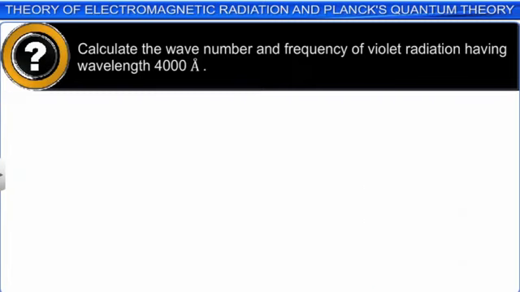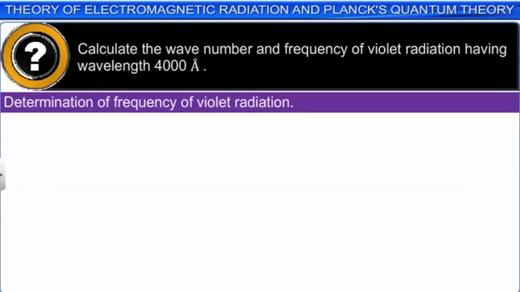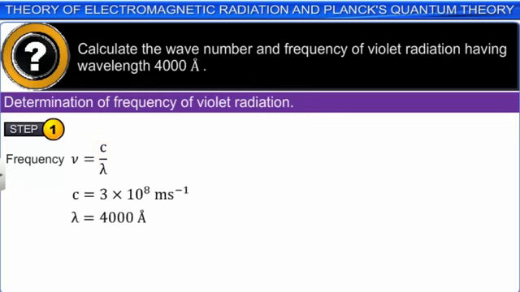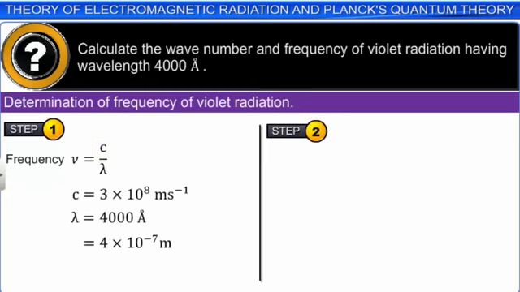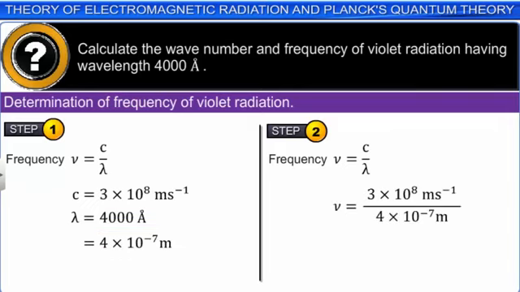Now, let us calculate the frequency of violet radiation. The first step involves writing the corresponding formula, nu equals c divided by lambda. The second step involves substituting the value of lambda, that is, 4 multiplied by 10 raised to the power of minus 7 meters, and the velocity of radiation, which is equal to 3 multiplied by 10 raised to the power of 8 meters per second, in the above equation. On solving, finally we get 7.5 multiplied by 10 raised to the power of 14 per second.